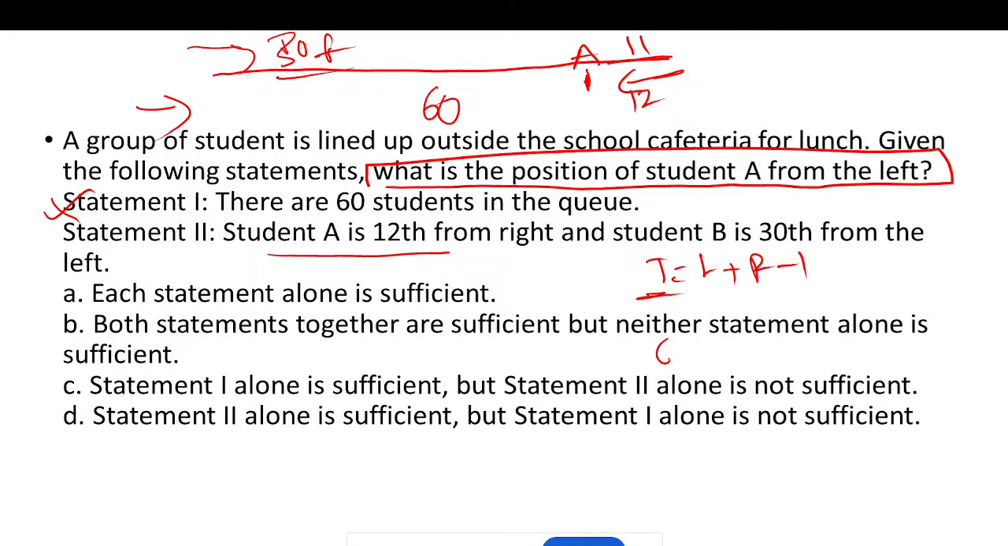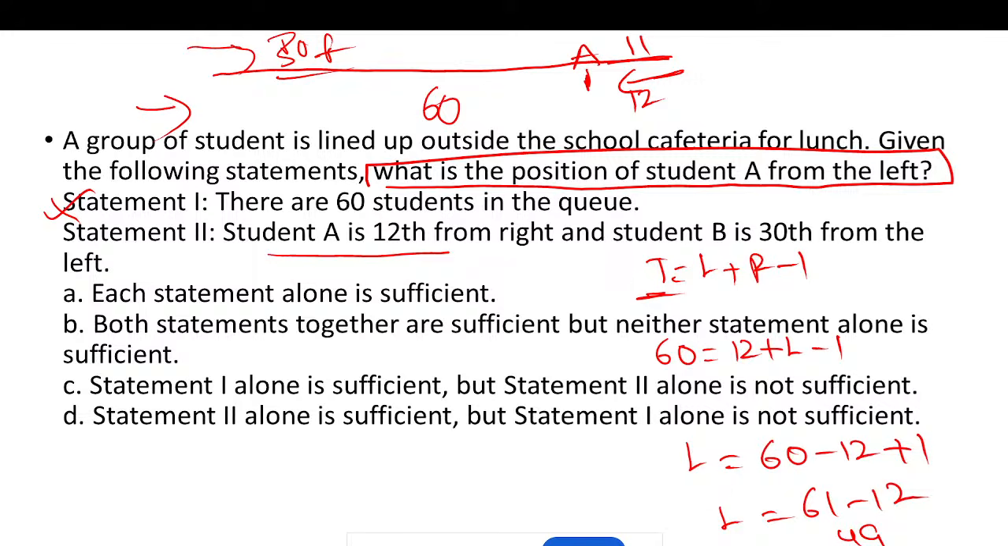Total students in the class is 60, and A's left side position is 12. Right side position is 12 plus, we don't know the left side position, minus 1. Left side position is equal to 60 minus 12 plus 1. Okay, left side position is equal to 61 minus 12. 61 minus 12 is nothing but totally how much? 49. So by using both the statements, we are able to say the answer.